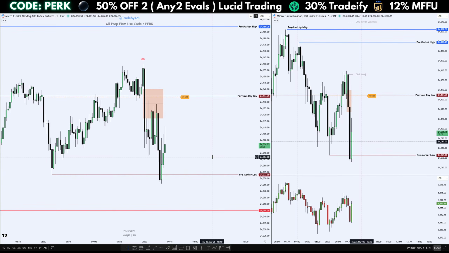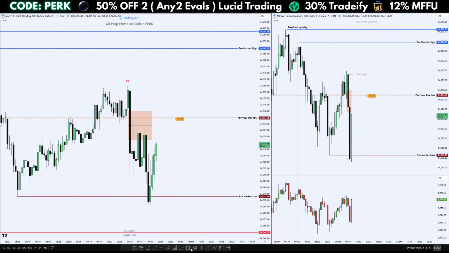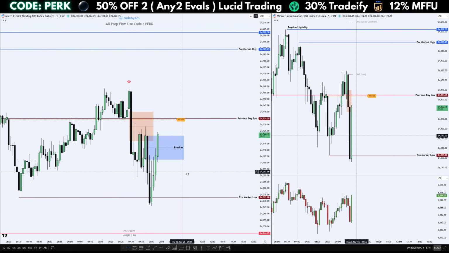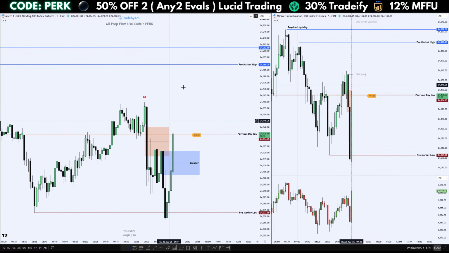We still don't have any fair value gap or displacement. We will just wait, at least for right now. This candle is going to be a breaker, bullish breaker. EB plus, and this high will be the target, and the other high is going to be this target.